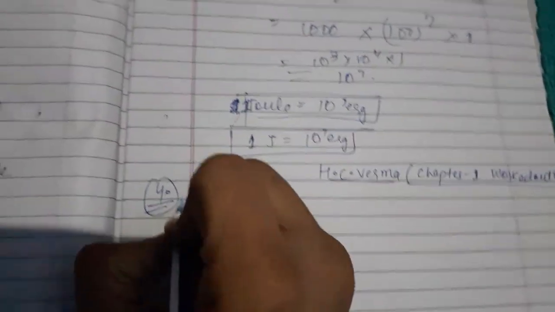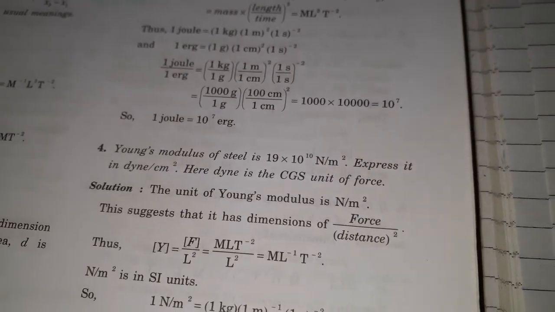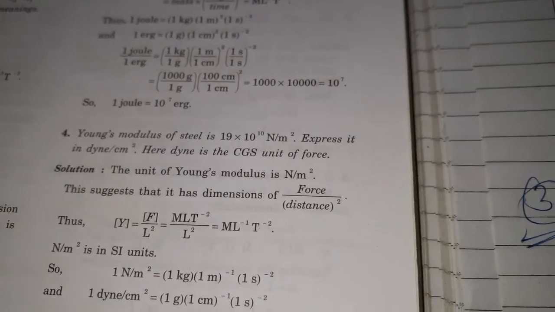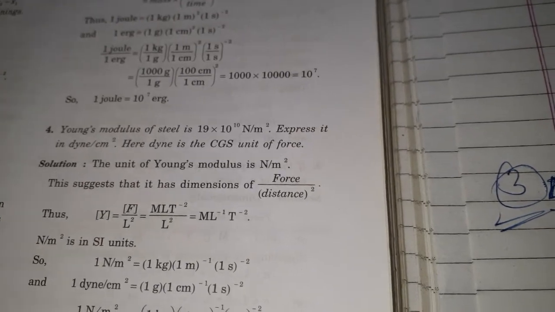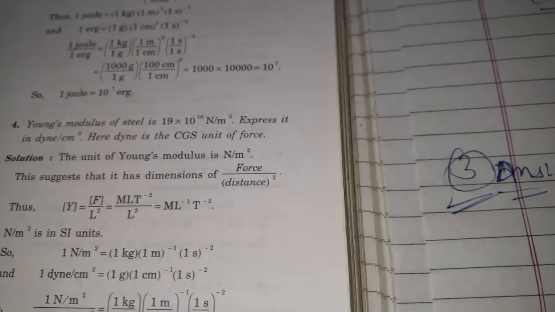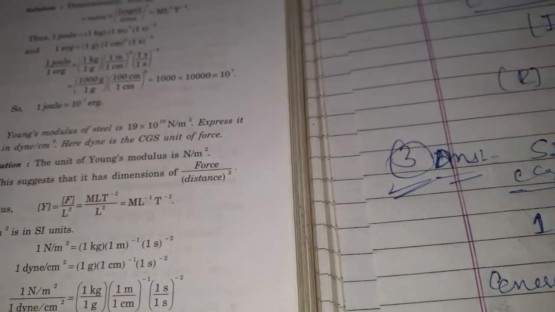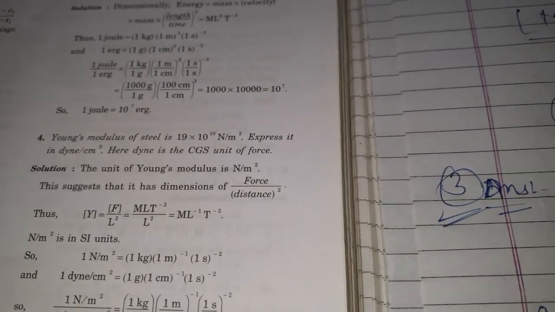Here we will continue the questions. That is question number 4. Here is the question. Young modulus of steel, that is Y equals 19 into 10 to the power 10 Newton per meter square, expressed in dyne per centimeter square, where dyne is the CGS unit of force.